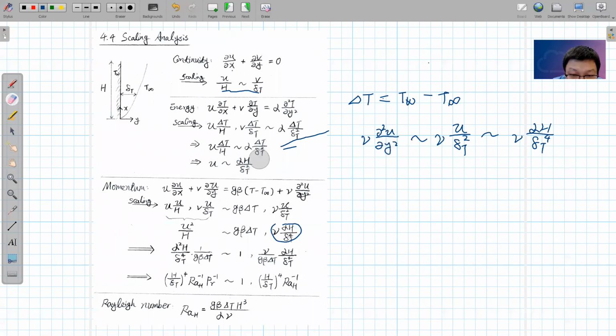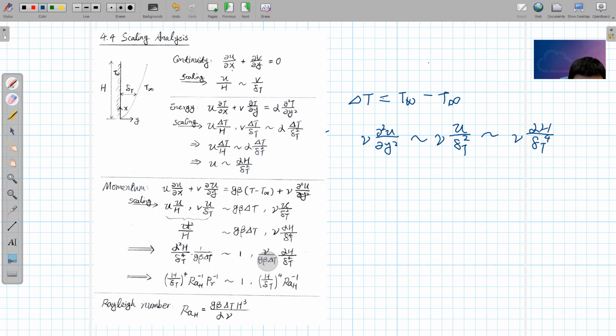Okay, let me clear it here. So now we have three terms here. And the buoyancy term is just g times beta times delta t.